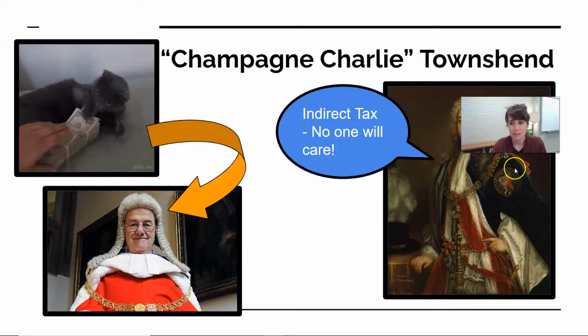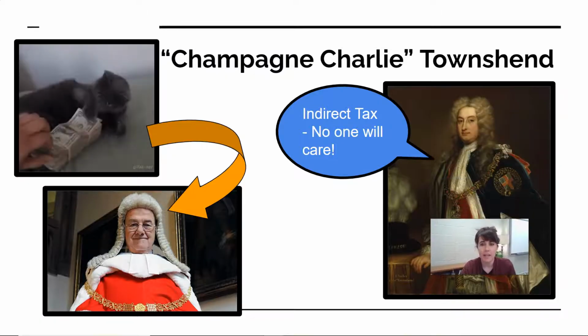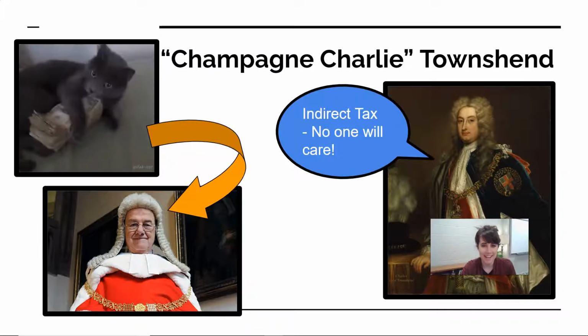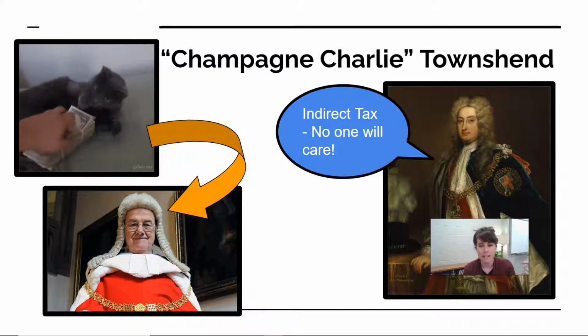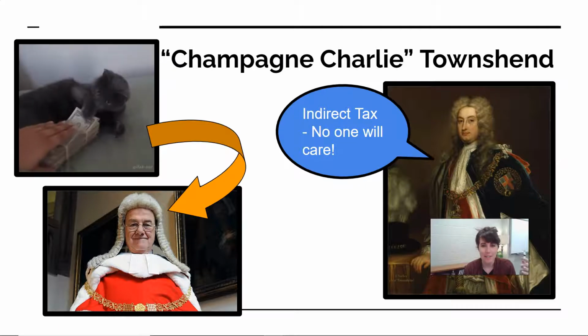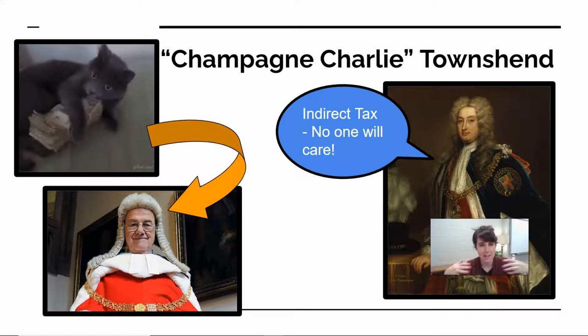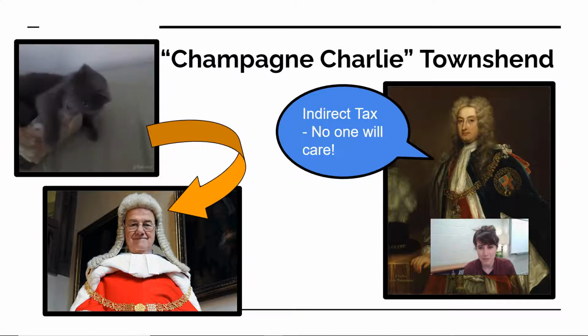Well, let me tell you why. So this is the origin of the Townshend Acts. It comes from Champagne Charlie Townshend. So this guy lives in England. And they called him Champagne Charlie, because he would often be drunk at Parliament. He'd often give these really loud, obnoxious speeches to Parliament when he was super drunk.